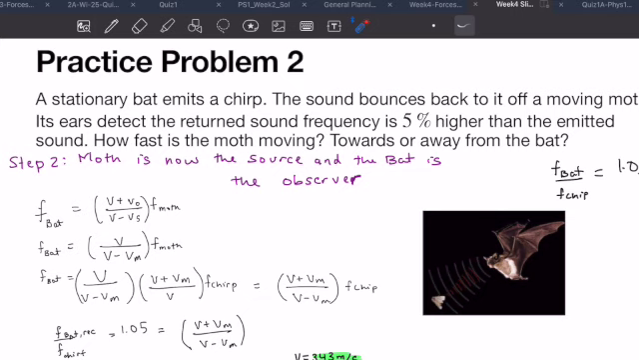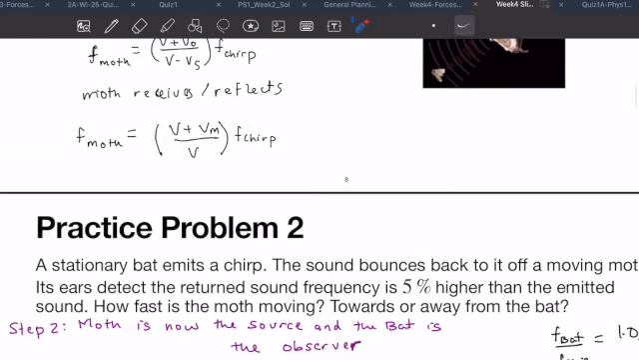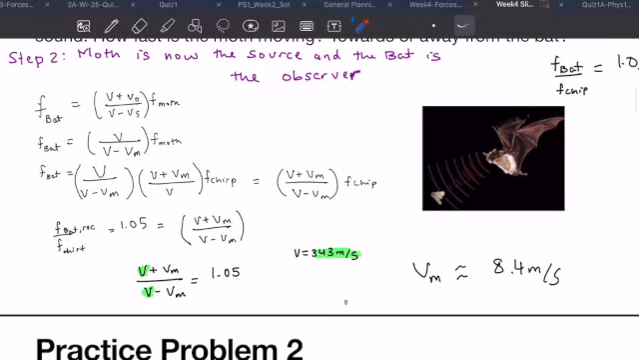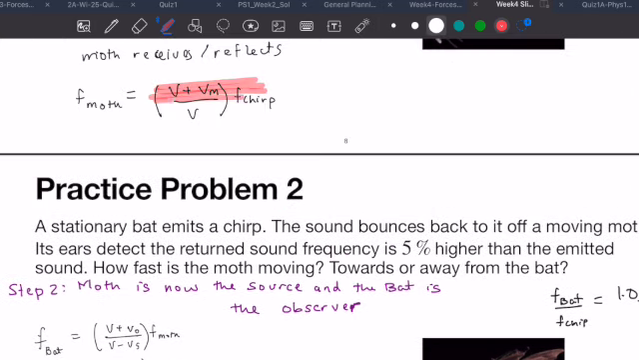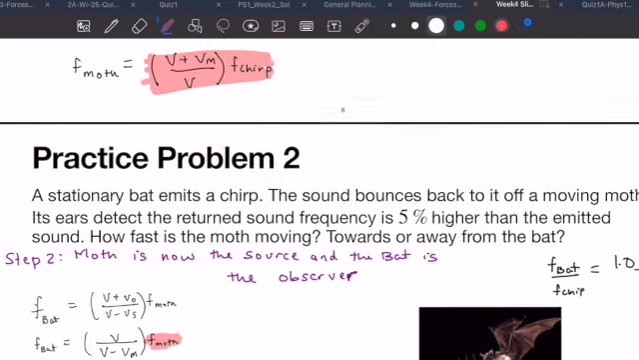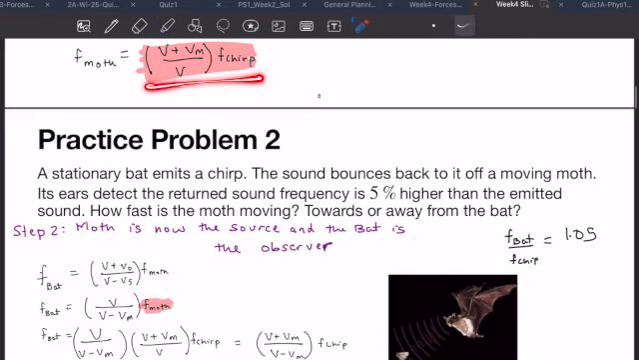In this case, the source is now moving, because the moth acts as the source, with v sub m because that's the moth. And the bat, which is the observer, is no longer moving, so we plug in 0 for the observer. The frequency that we plug in here is the frequency we just solved for. So basically, we're going to take this, let's use a different color, and use this part of the expression here and replace it with this whole thing. So this is what we plug in for f moth. Let's take a look and see if we agree: V plus Vm over V times f chirp, and that's exactly what we've plugged in here.